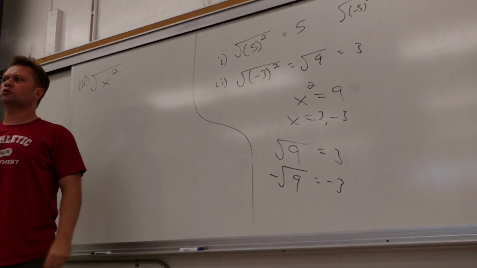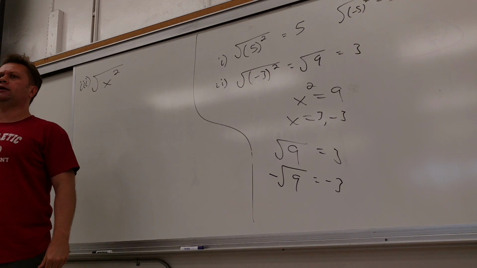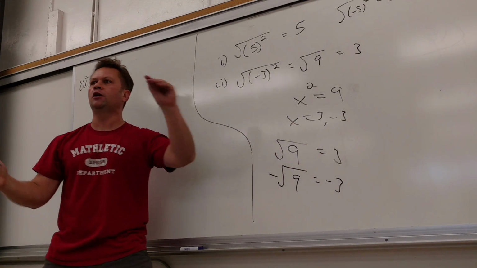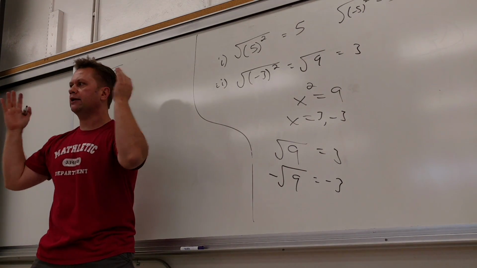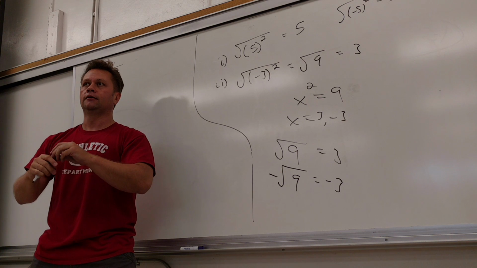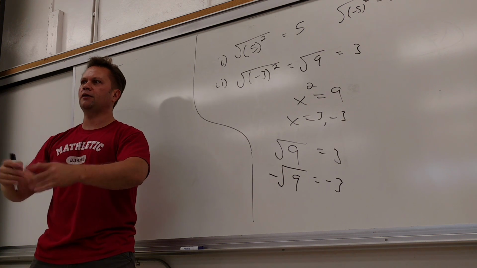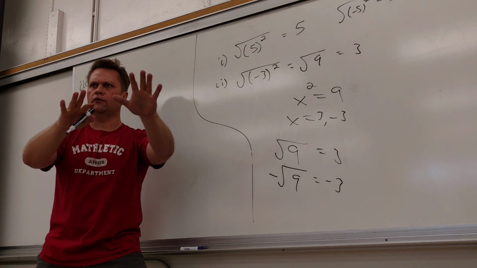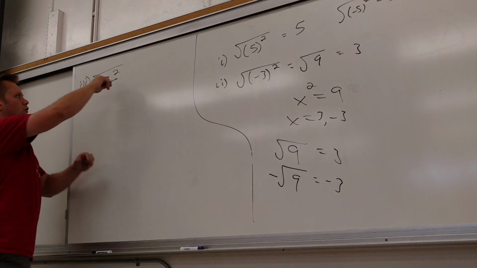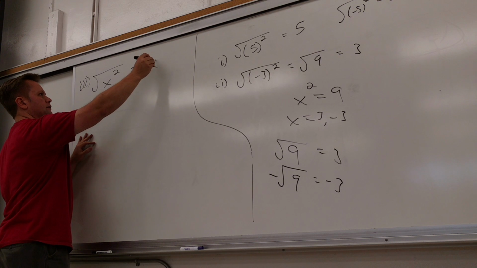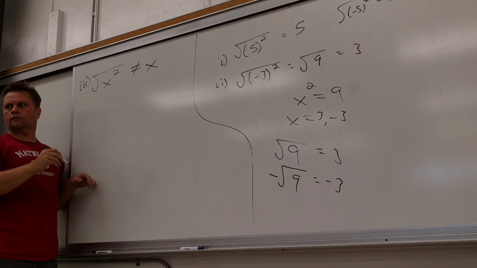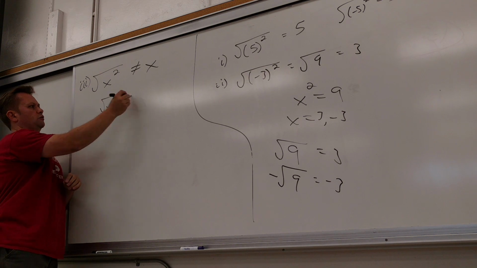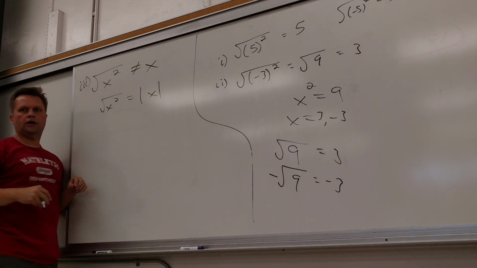So the answer to a square root has to always come out to be positive. Isn't that what I just said here? It's the positive answer. What other function makes everything positive? There's a function that makes everything positive. Absolute value. So this is not equal to x. I can't just kill the square. The square root of x squared is equal to the absolute value of x.